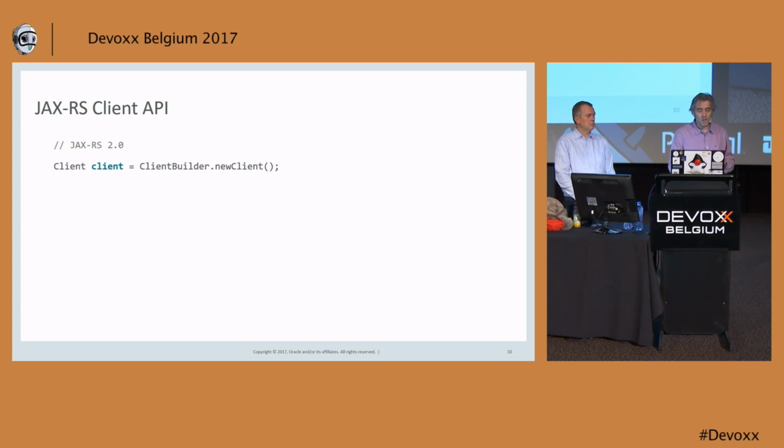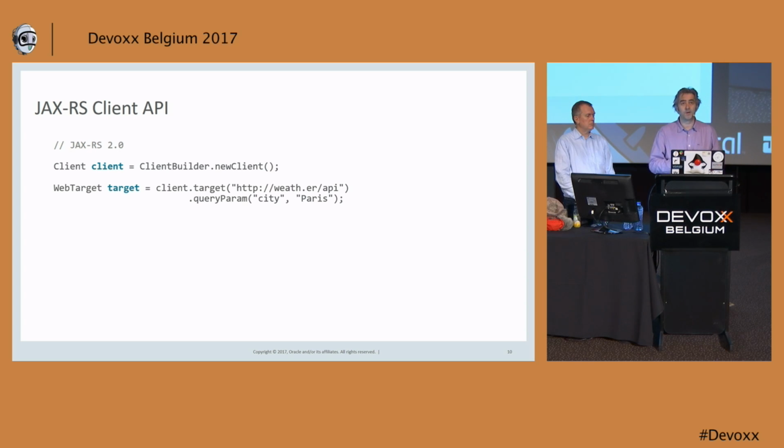So how does it work if you want to consume a REST endpoint? Well, you first need to have an instance of a client-side container. So this is really a JAX-RS client-side container. You get that client container through this method invocation, ClientBuilder.newClient, and you will have a client container that you can use to invoke a remote REST endpoint.